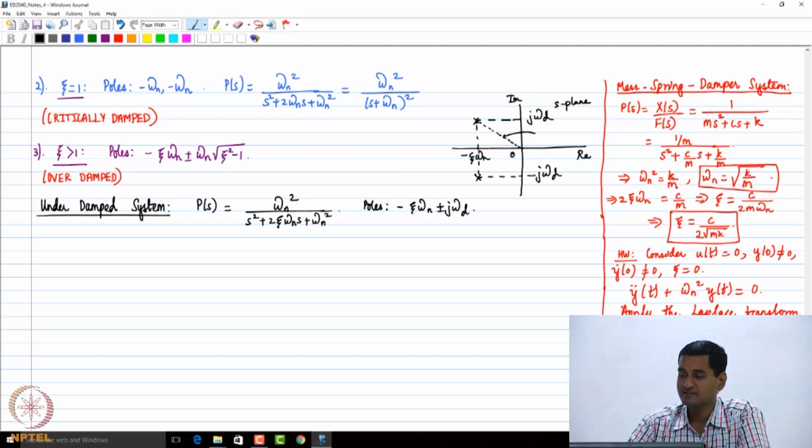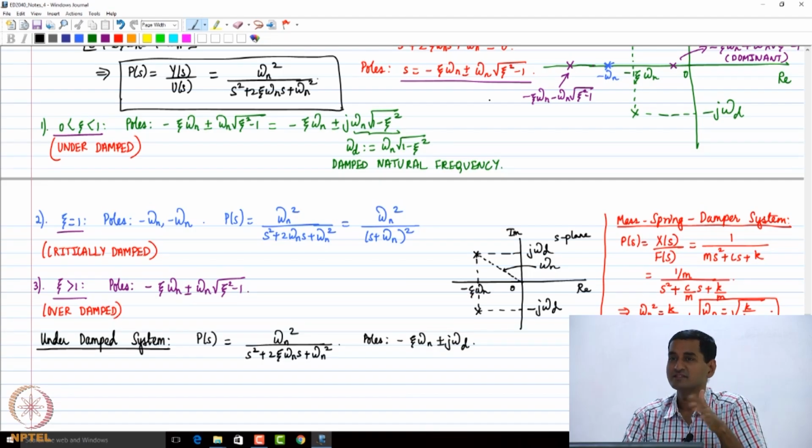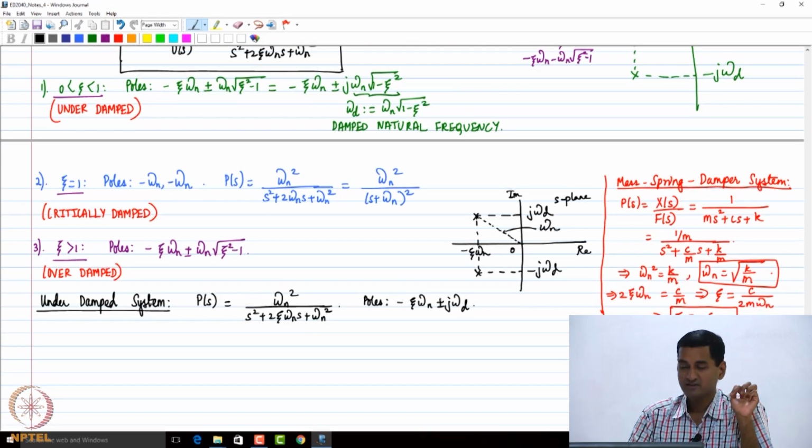Omega n, right? So the length of this line segment, drawn from the origin to any one of these two poles, will be omega n. Because the adjacent side has magnitude zeta omega n and the height is omega d. So if you use the Pythagoras theorem, square root of zeta squared omega n squared plus omega d squared. Omega d squared is omega n squared times 1 minus zeta squared. So things will cancel and you will get omega n. Omega n will be the hypotenuse of this right angle triangle.